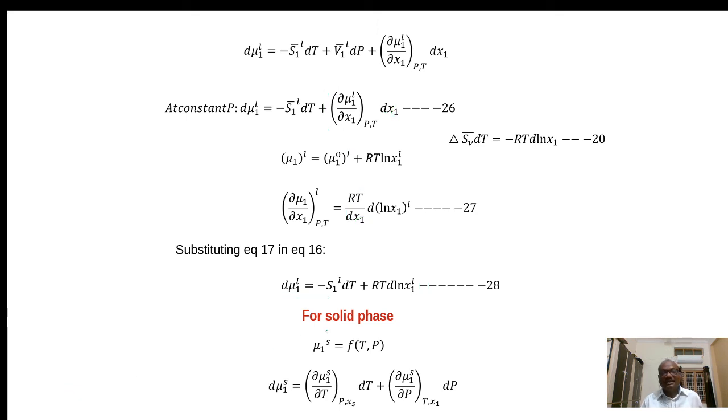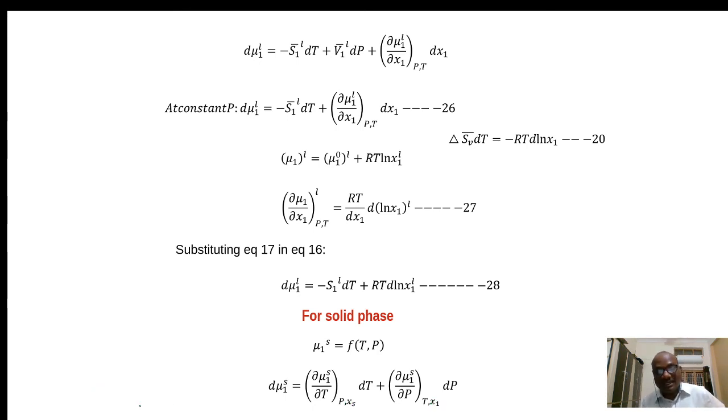Similarly, we see for the solid phase. The chemical potential of the solid phase will be a function of temperature and pressure. The change in chemical potential of the solid phase, dμ1S, is equal to ∂μ1S/∂T at constant pressure dT, plus again partial differentiation with respect to pressure, ∂μ1S/∂P at constant temperature dP. No need to mention the mole fraction because the pure solvent is in excess, and x1 is the mole fraction of the solvent.